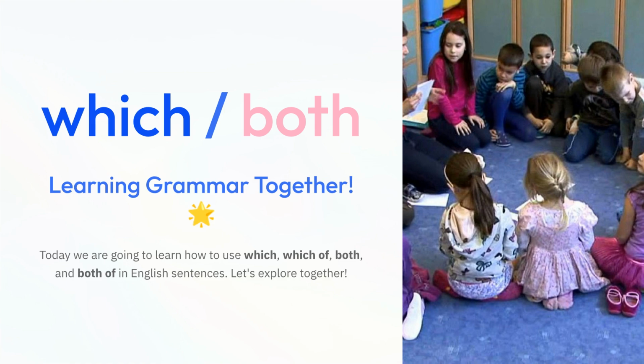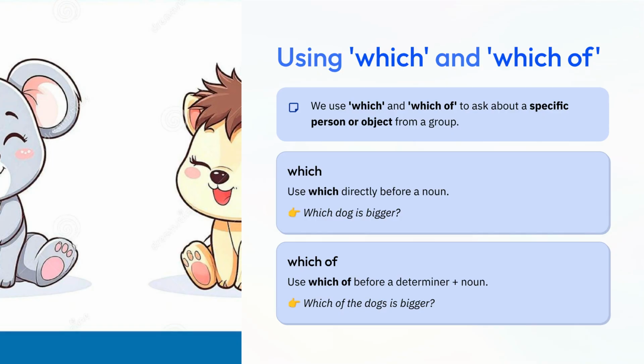Welcome everyone. Today we are going to learn how to use which of, both, and both of in English sentences. Let's explore together. Let's start with using which and which of. We use which and which of to ask about a specific person or object from a group.